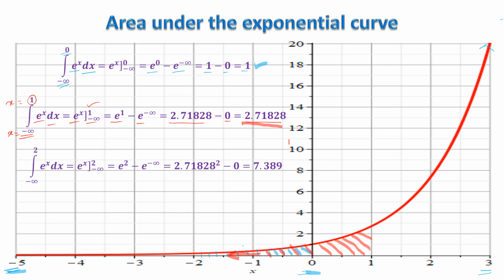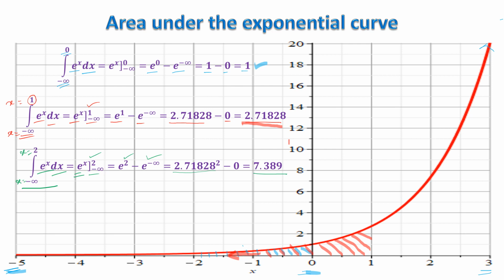Similarly, we shall extend our discussion for the range that rolls from, say, minus infinity to 2. So the value of x is rolling from minus infinity to 2, integration e to the power x dx, and this leads to the same function e to the power x, only limits are from minus infinity to 2, upper limit minus lower limit. So e to the power 2 is 7.389.